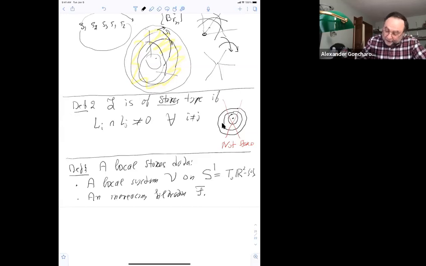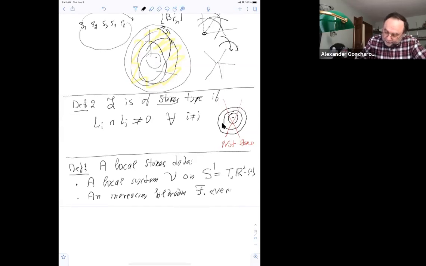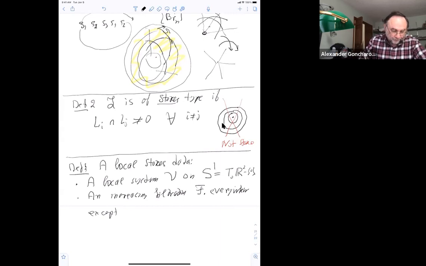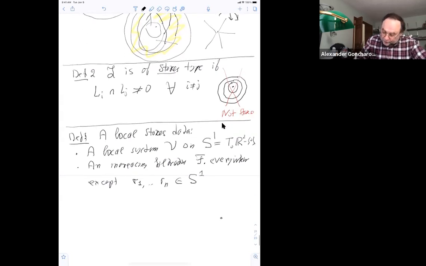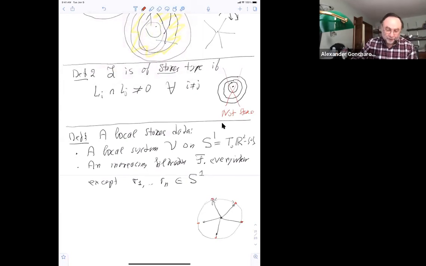everywhere except finitely many rays, some rays R1 and so on, Rn, which sit on our circle. And so the picture is like that. So you have these rays where things may break up a little bit. And then on this circle, you have a filtration which exists everywhere but on those directions. So we already have the filtration on the complement of them.